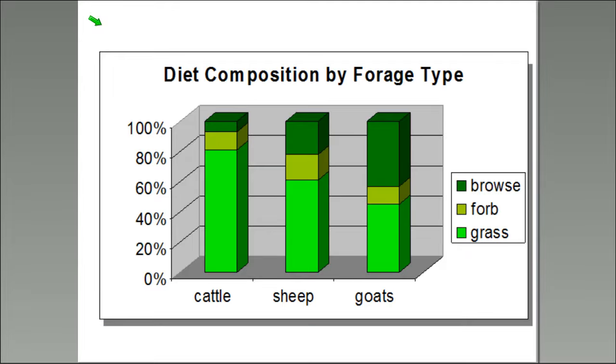So let's look at some graphs here, looking at some of this diet plasticity and diet overlap concept. If we look at an overall for a year diet composition by forage type from our cattle, sheep, and goats, not surprisingly, we would see that the bulk of the cattle diet is made up of grass, some forbs and a little browse. Sheep, a little more of an even distribution, and goats, again, probably even more even between the browse and the grass, but much more browse than either of the other two species.